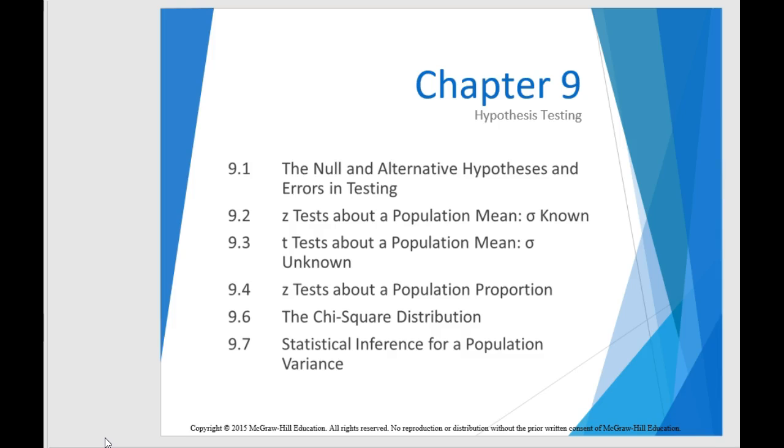As you can see on the screen, it says 9.6 and 9.7, and 9.7 says Statistical Inference for population variance. Not quite sure why our book splits those up, but basically we use the chi-square distribution in order to make statistical inference for a population variance. So 9.6 and 9.7 should be the same section. You really don't have one without the other.